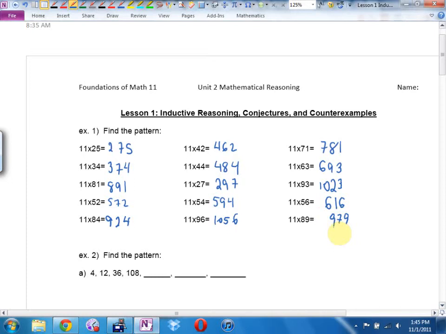Six, five, ten, nine, seventeen, nine. Is that right? Last digit's a 9. 8, 7, carry the 1, 9. Yeah.